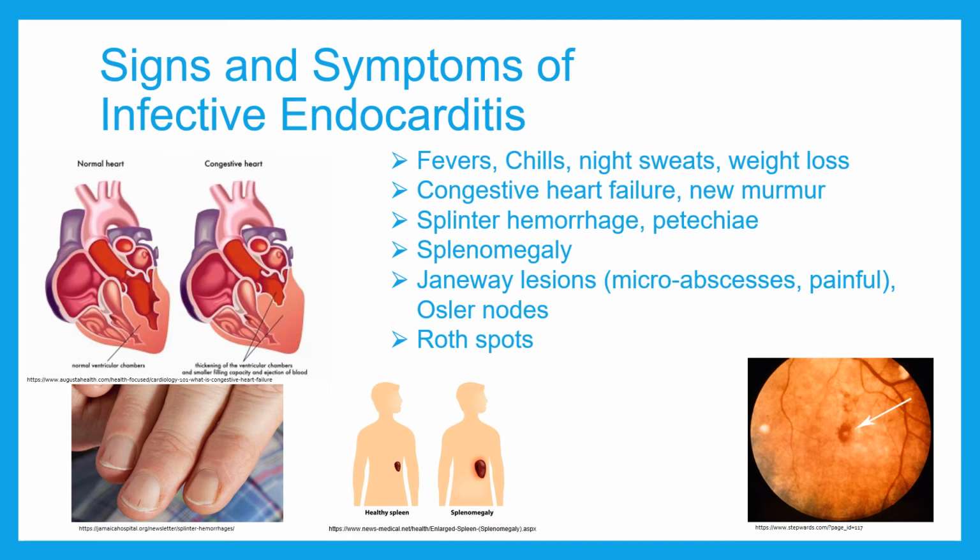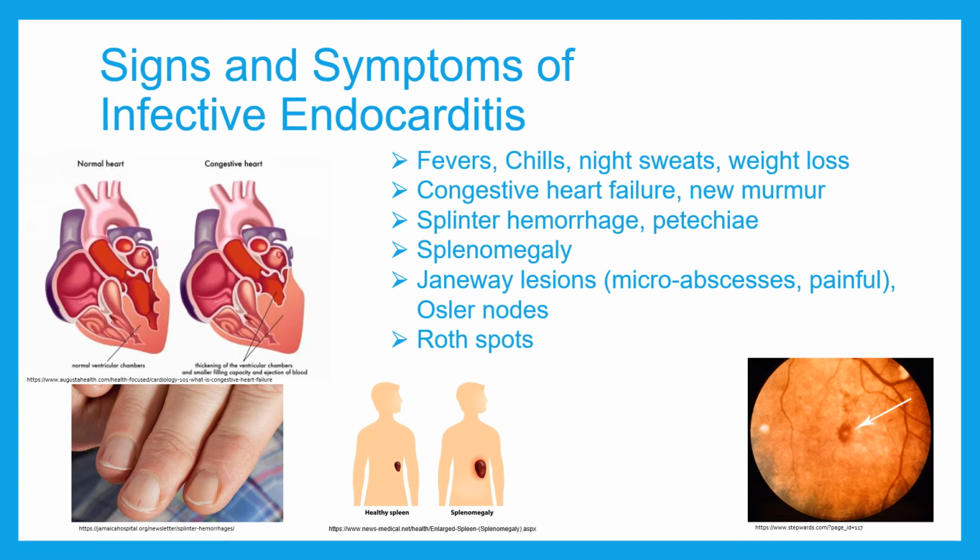Signs and symptoms of infective endocarditis include B symptoms such as fevers, chills, night sweats, and weight loss. These are observed in infections, inflammations, and cancer. Congestive heart failure or new murmurs, as we've discussed in the major criteria, can be observed as well. Splinter hemorrhages and petechiae, as well as splenomegaly, can also be seen. Janeway lesions, ocular nodes, and Roth spots can be observed in the back of the eye as well.